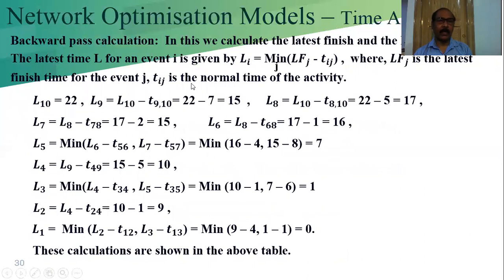This is our L value calculation. See, L10 is 22, because at the end node our E value and L value are the same. Then we calculate L9. L10 minus T910 is equal to 22 minus 7 is equal to 15. In this case, we are taking the minimum value. See, L5, that minimum is 7. The calculations are shown in the above table. We have already shown the calculation in the table.